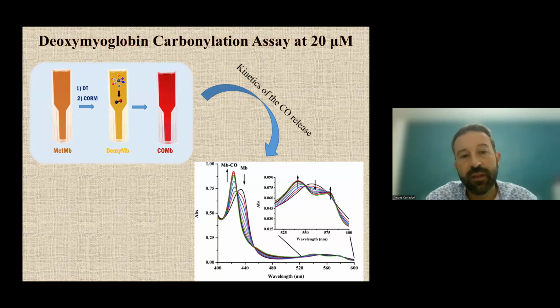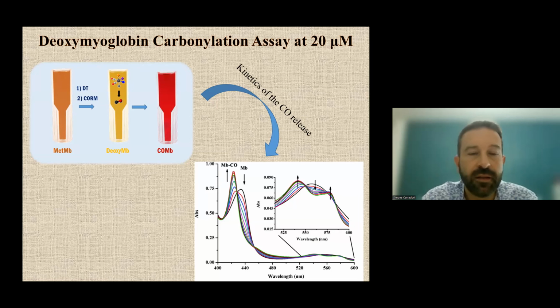All the compounds, after purification and characterization, were tested in the well-known and established deoxymyoglobin carbonylation assay at a specific concentration of 20 micromolar. This assay is very easy. It is well known in the literature, but it is also used in the food chemistry market because it is usually used to assess the quality of meat products.